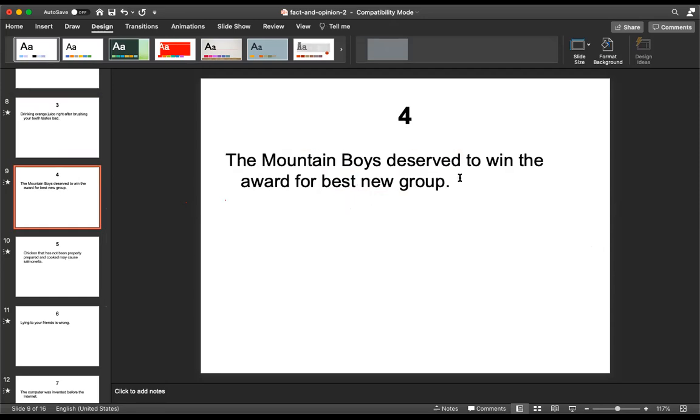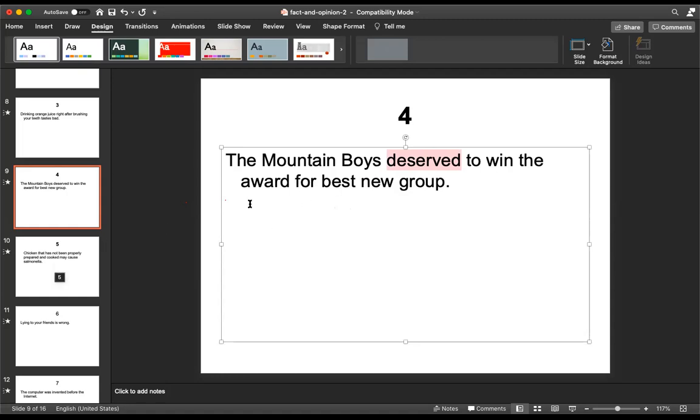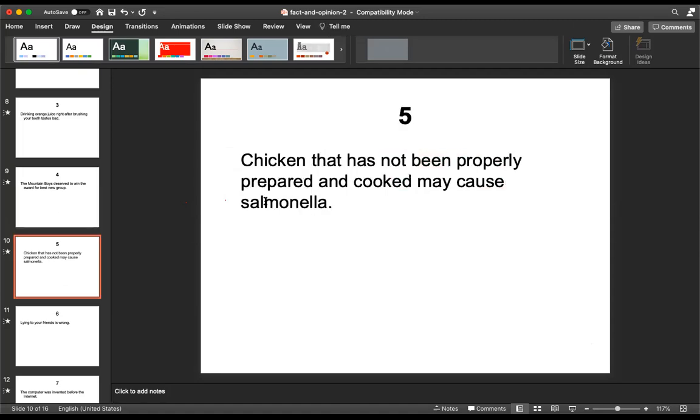The Mountain Boys deserve to win the award for best new group. I don't know who that is. Fact or opinion? Opinion, because who determines whether they are deserving or another group is deserving? Now, if they did win and you said the Mountain Boys won best new group, cool. That's a factual sentence rather than an opinion-based sentence. This is where your news channels, when they have a particular bias, are trying to sell you something as if it was a fact when it is sometimes truly an opinion.